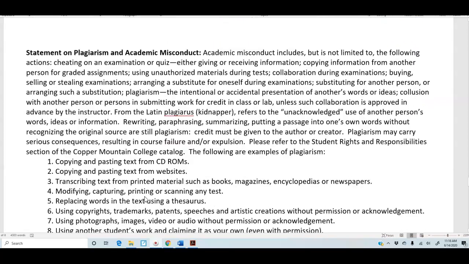Okay, and then also here's another statement on plagiarism and academic misconduct. Academic misconduct includes but is not limited to the following actions: cheating on an examination or quiz, either giving or receiving information, copying information from another person for graded assignments, using unauthorized materials during tests, collaboration during examinations, or selling or stealing examinations.